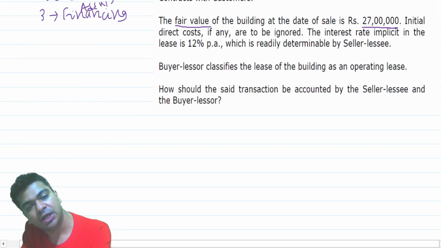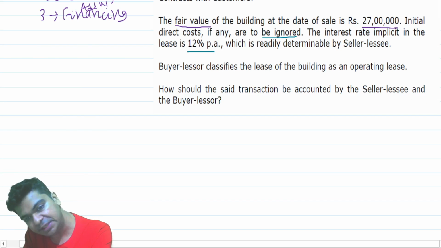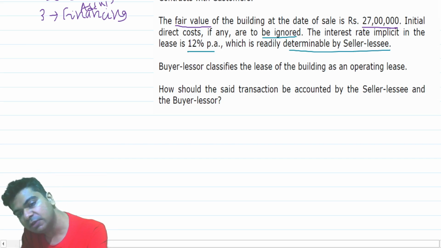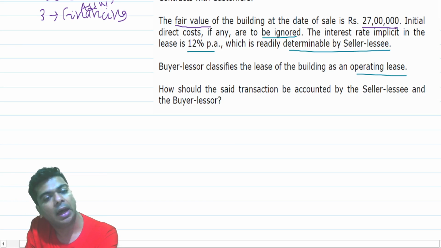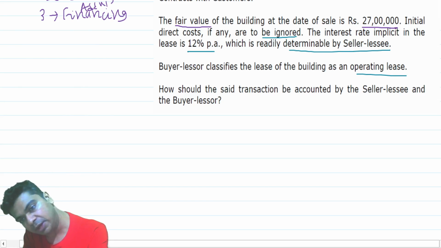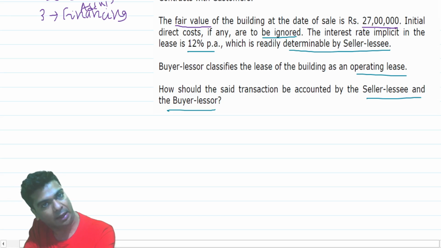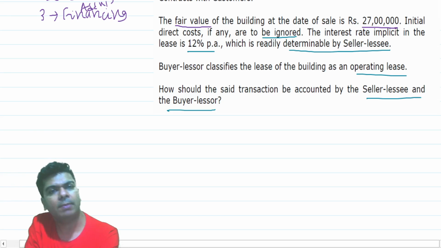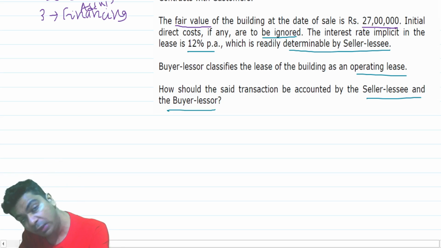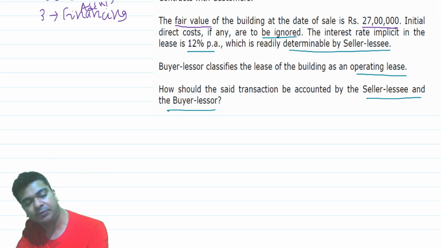Then they say initial direct costs, if any, are to be ignored. The interest rate implicit in the lease is 12%, readily determinable. The buyer lessor classifies the lease of the building as an operating lease. How should the said transaction be accounted for by the seller lessee and the buyer lessor? Accounting for the buyer lessor is quite simple. How will it be done by the seller lessee?